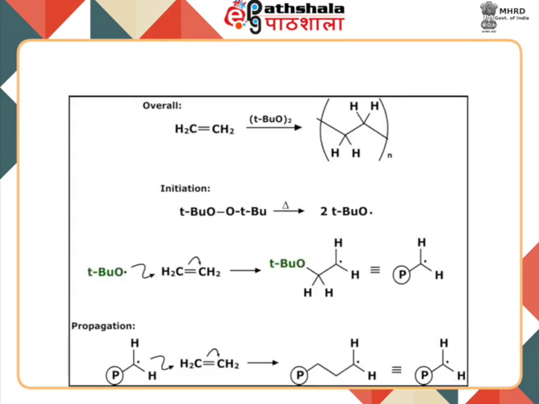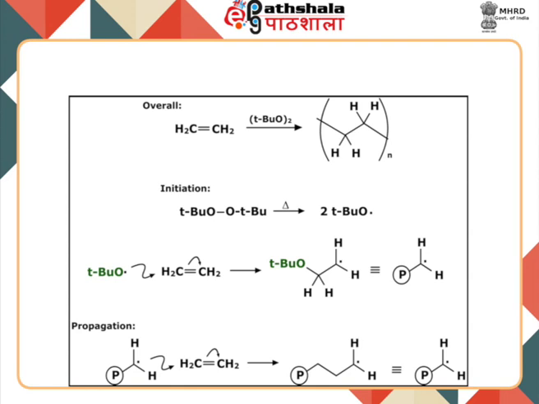The propagation part has only one step: the addition of an alkyl radical at the end of the growing polymer to ethylene to give a new alkyl radical at the end of a longer polymer. The termination steps are the usual radical combination and disproportionation reactions. So overall, when ethene polymerizes in the presence of a peroxide, it gives polyethylene.